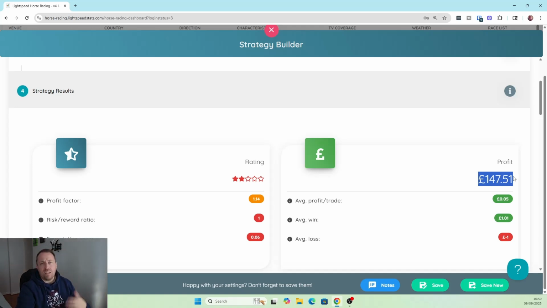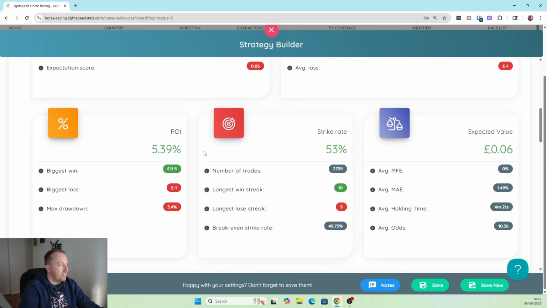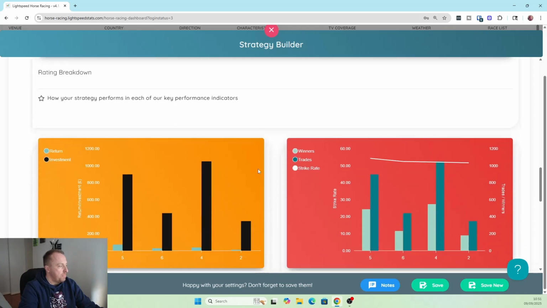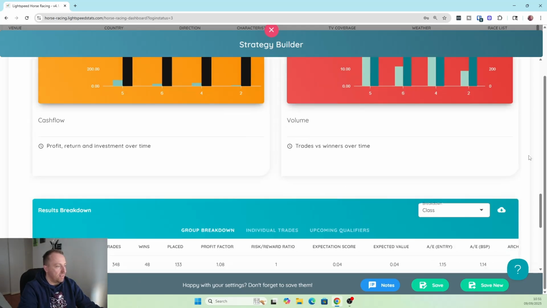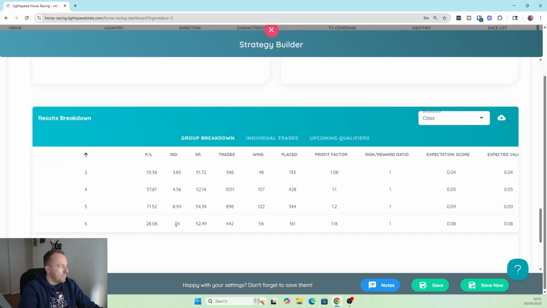Looking at class, which I think most people agree, even if you're someone who's like, oh, don't tweak your strategies, don't backtest your strategies, I think most people agree class is quite an important one within a strategy. ROI, good 5.39% there. And we can see all the classes have made money. As we scroll down, we'll just see the same results for these classes that we had before. So yeah, that's class, basically, in a nutshell.